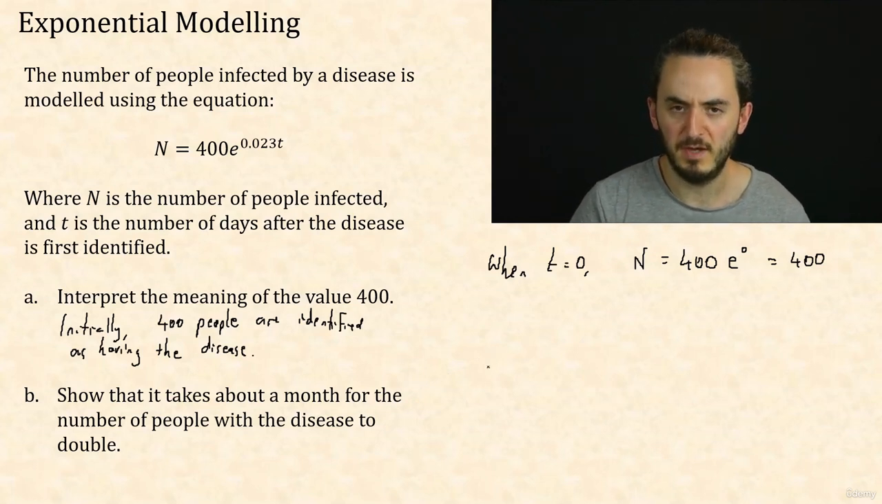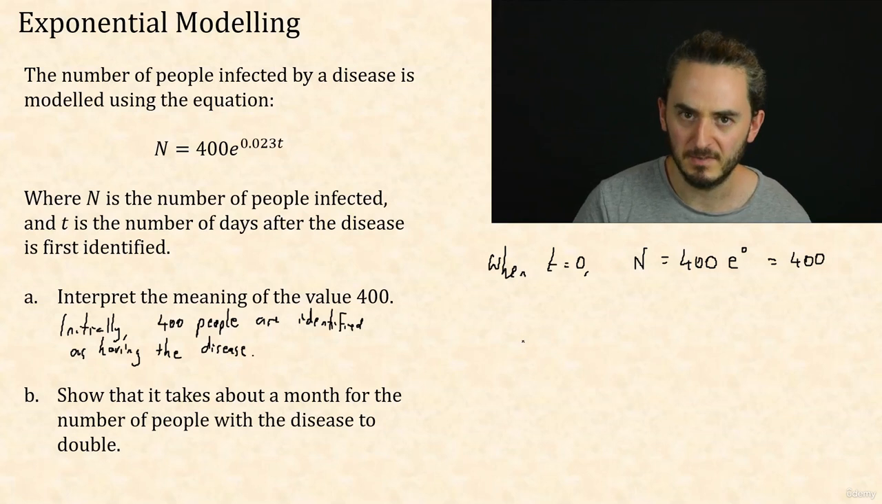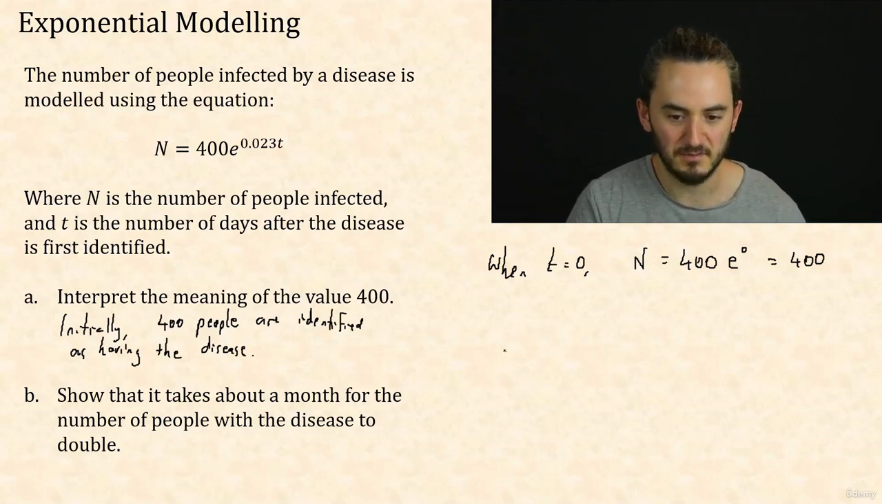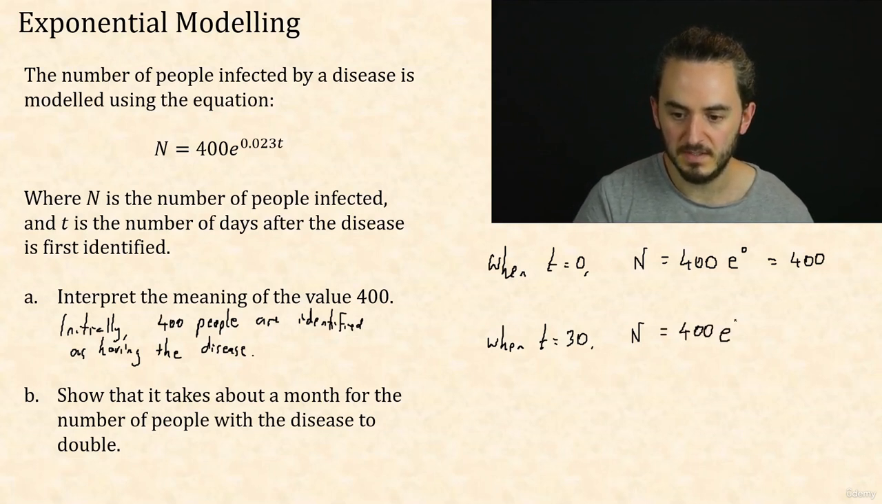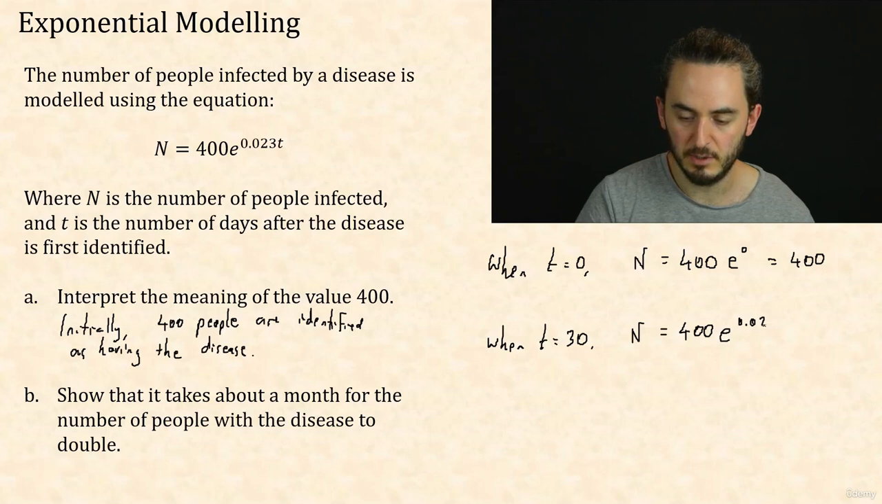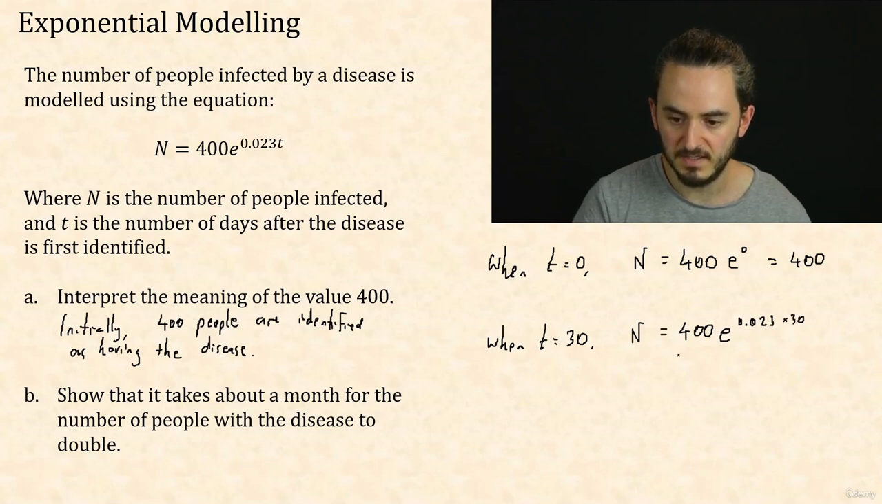About a month. So what's that going to be in days? About 30, about 31. If they use the word about, they're going to be flexible about whether you use 30 days or 31 days. Maybe don't use 28 days or 29 days, just assume it's not February. So let's just say, when t equals 30, and you really could use 31, it's not going to make a big difference, n equals 400 e to the power of 0.023 times 30. So what is that?